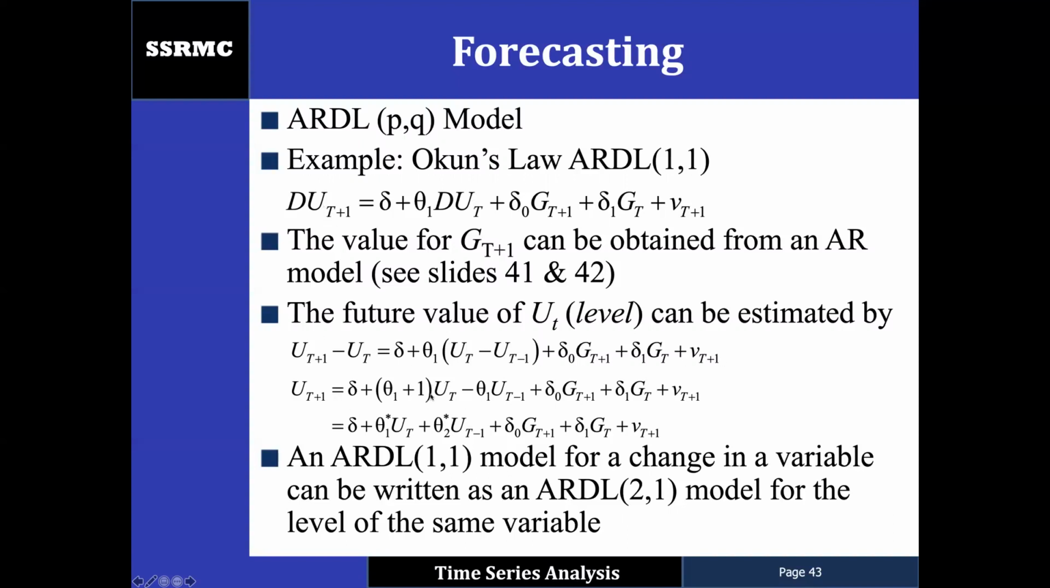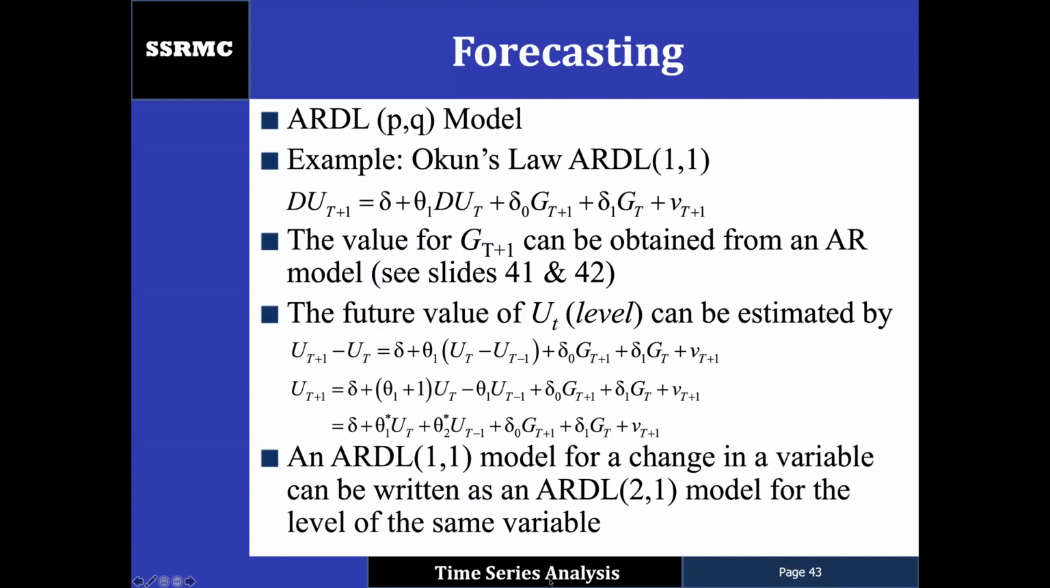Then you rearrange it, and you may notice that I actually can base it on all the historical values of ut and gt and an estimated value of gt plus 1 to estimate or forecast the value of ut plus 1 by using this formula. In other words, an ARDL11 model for a change in a variable, that's dut plus 1 by the way, can be written as an ARDL21 model for the level of the same variables as shown over here.